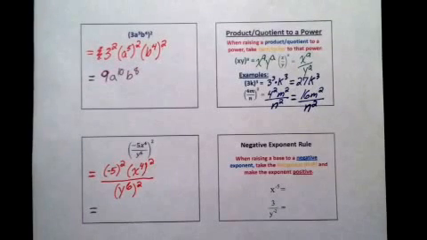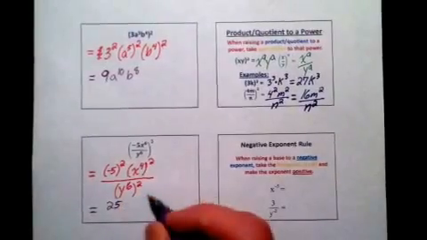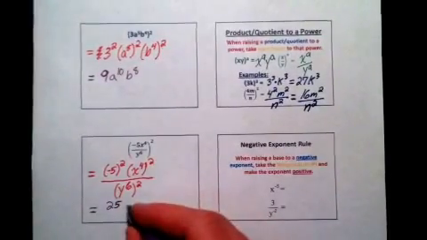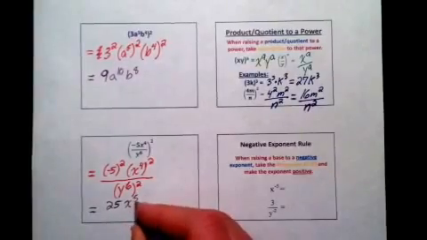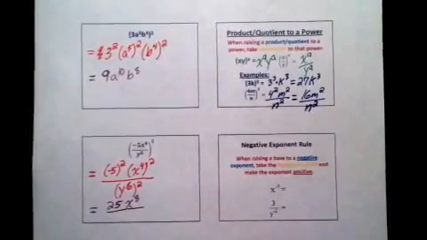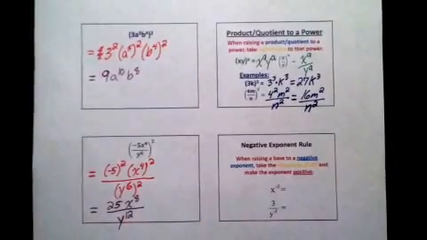Simplifying all that, negative 5 squared is going to be negative 5 times negative 5, which would give us 25. Now we have a power to a power, so we multiply 4 times 2, gives us x to the 8th. And then we multiply 6 times 2 for the denominator, giving us y to the 12th. So 25x to the 8th, y to the 12th, over y to the 12th.